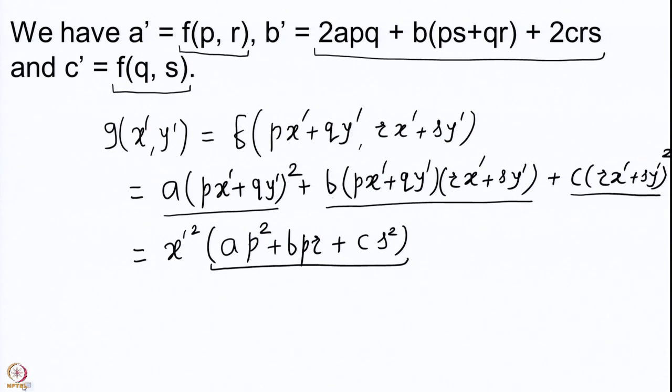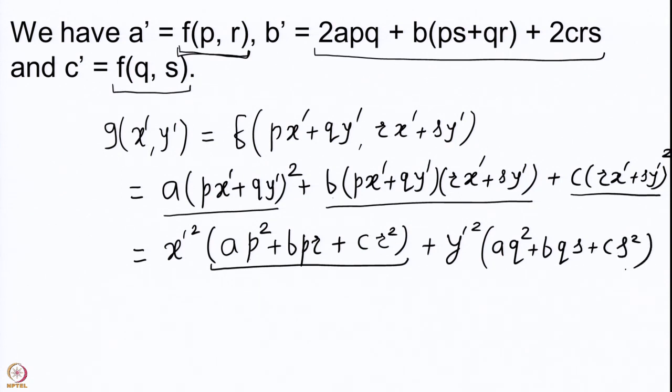We are looking at x prime square, so we should get r square coming from here. So, we immediately observe that this value is nothing but the earlier integral quadratic form evaluated on the integers p and r. Similarly, and I will not do this computation, y prime square is nothing but f of q, s. So, that is a q square plus b qs plus c s square.